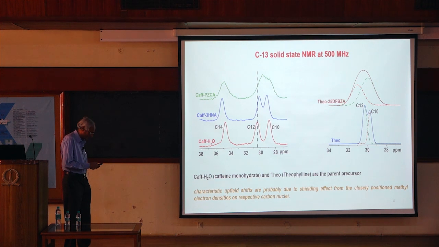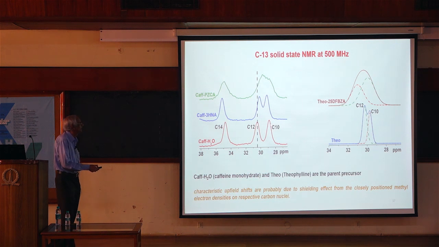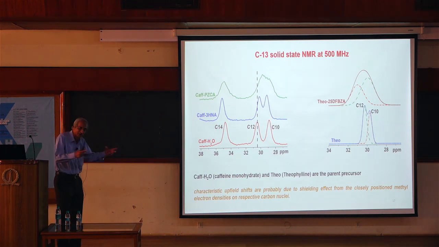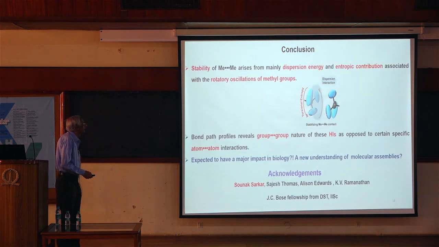And you see here that if you look at C12, it is essentially now shifting to the higher fields. The characteristic upfield shift is essentially due to, you see C10 does not shift, C14 does not shift, C12 shifts. And that seems to be supporting the fact that the two carbon atoms are coming closer than what was anticipated. And this brings us to the last slide.